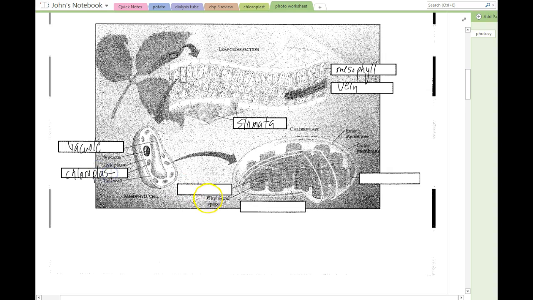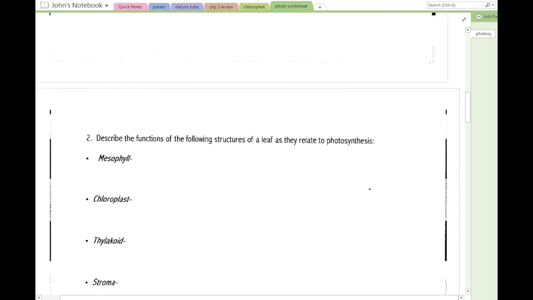I know it's a bad copy right here, but you guys can see a better one. This one was pointing at one of those little stacks. Thylakoid. This was pointing at the space around it. That's the stroma. And this was pointing at a stack of thylakoids called a granum. Many granums are called grana.